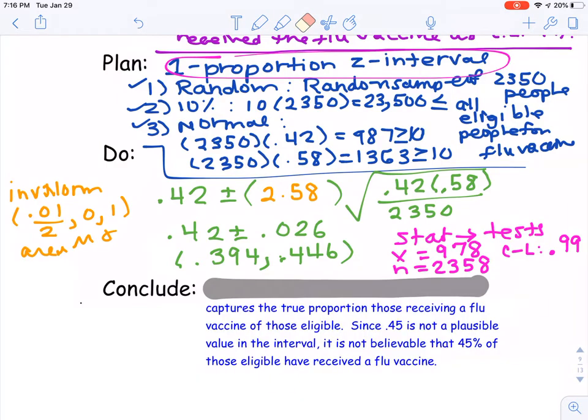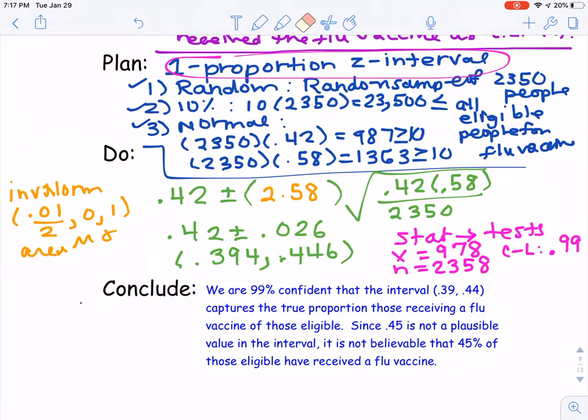Okay, the conclusion just looks something like this. We're 99% confident that the interval captures the true proportion of those receiving a flu vaccine of those eligible. Okay, and then we can comment about whether we think 0.45 is plausible or not. You can see it's not in the interval. So we're going to say, since 0.45 is not a plausible value in the interval, it's not believable that 45% of those eligible have received a flu vaccine.